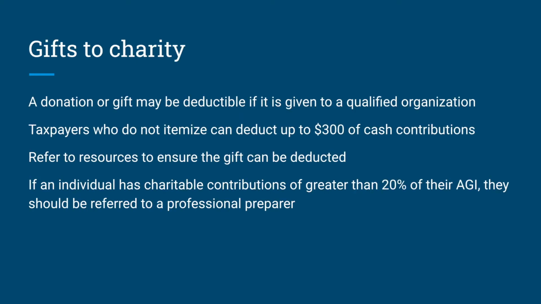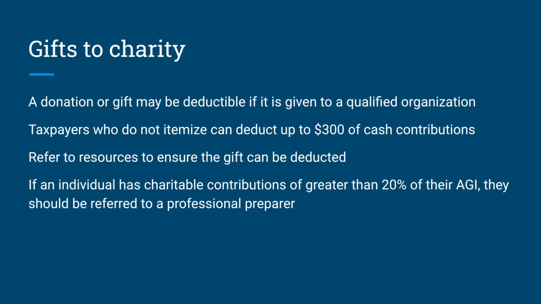And so, gifts to charity. A donation or gift may be deductible if it is given to a qualified organization. And a cool thing about this is that while you can deduct more if you itemize, taxpayers who do not itemize can deduct up to $300 of cash contributions to a qualified charitable organization. And so while this is in the section for itemized deductions, that $300 deduction of cash contributions also applies to taxpayers who do not, in fact, itemize.